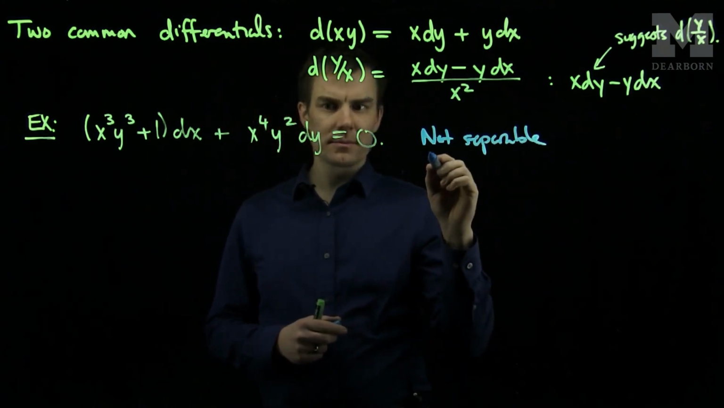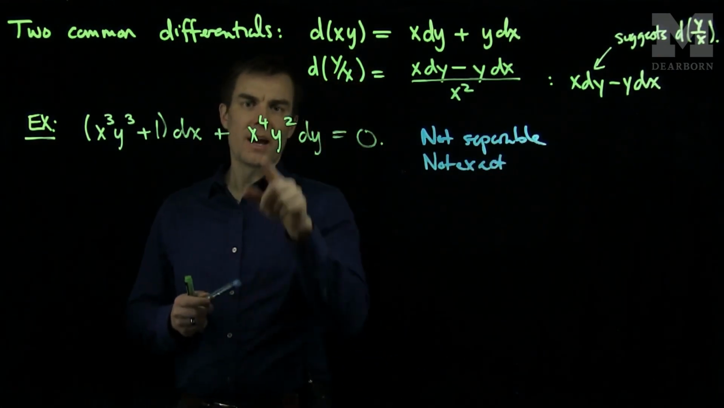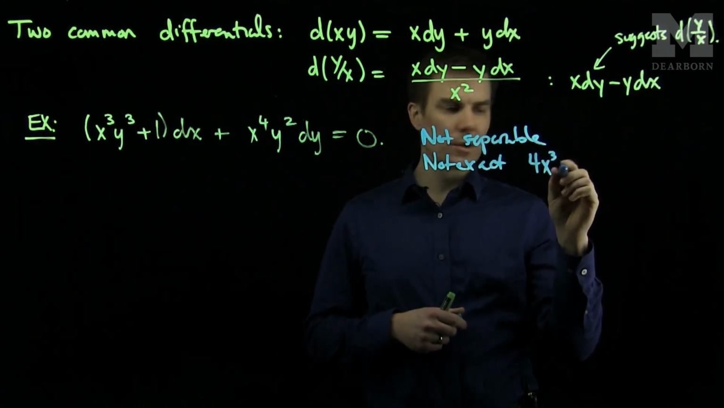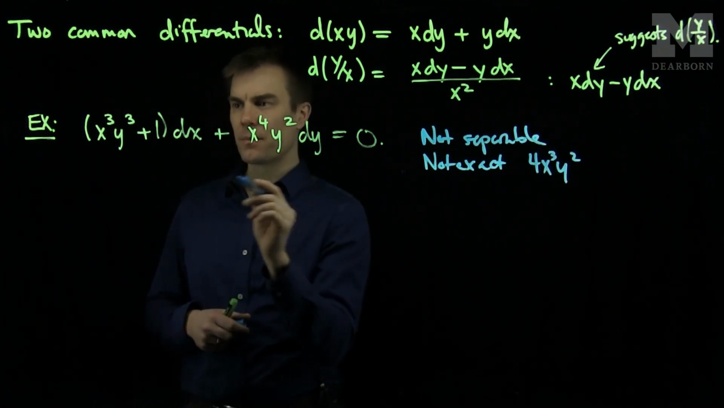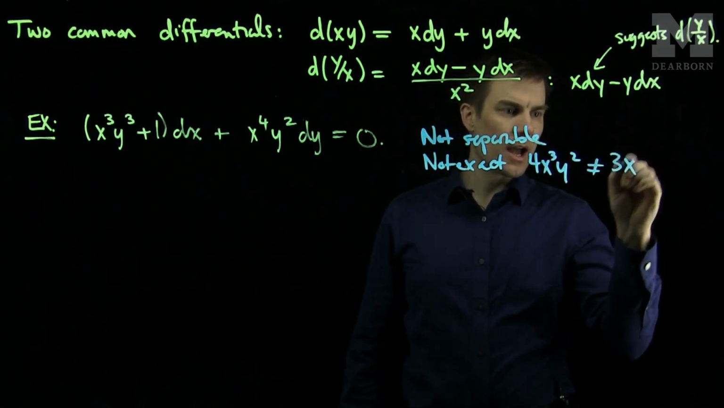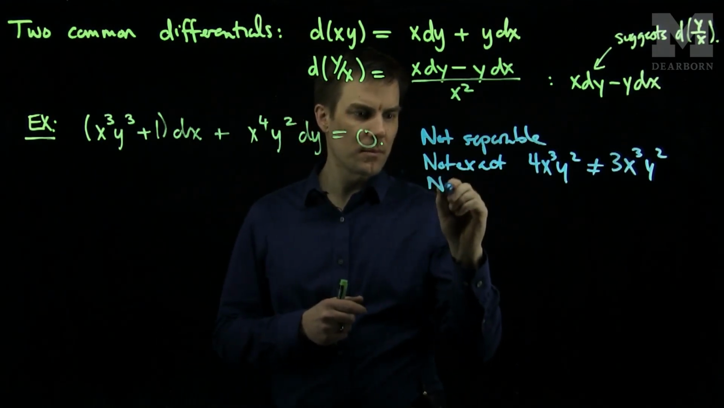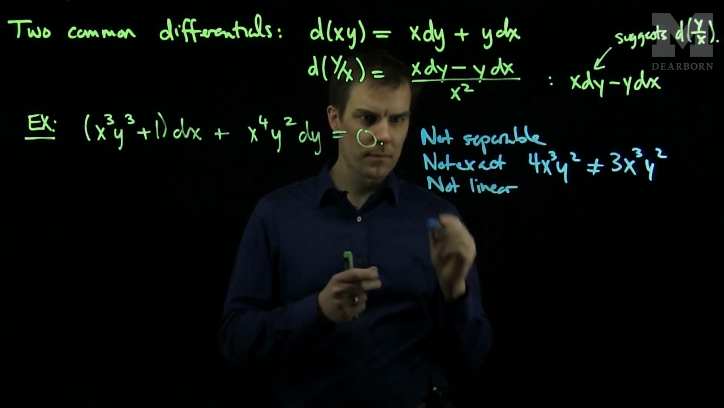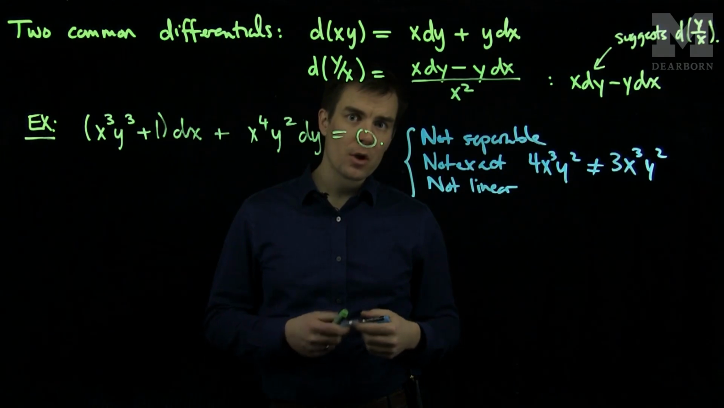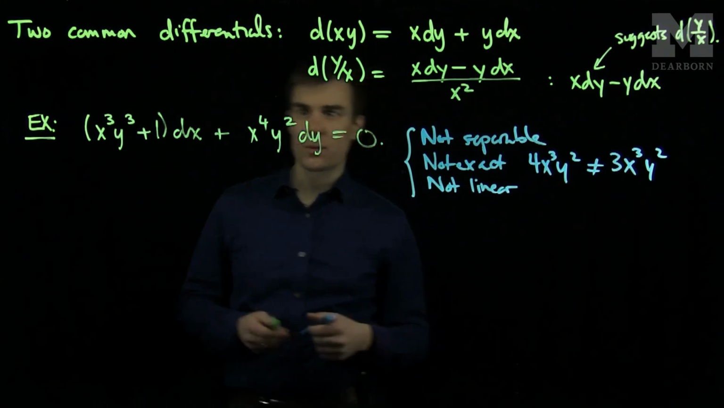It is not exact. Indeed, the x derivative of the dy term, 4x cubed y squared, is not equal to the y derivative of the dx term, which is 3x cubed y squared. So it's not exact, and it's not linear. So our three standard techniques for solving a differential equation don't apply to this particular example, which means that I need to algebraically rearrange my differential equation and try to exploit some differential factors that we see.